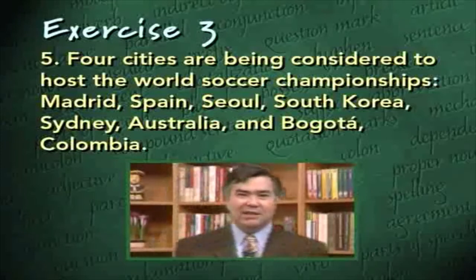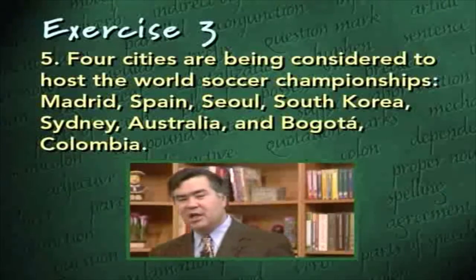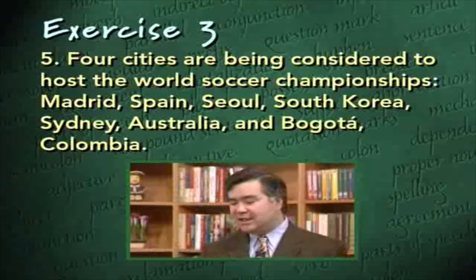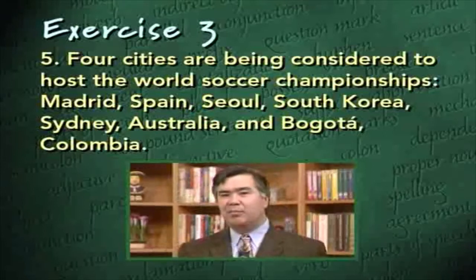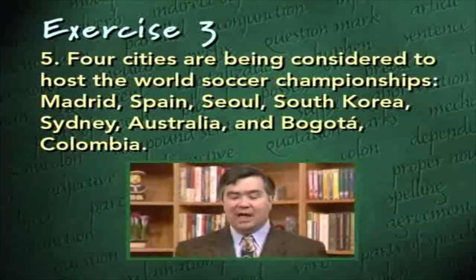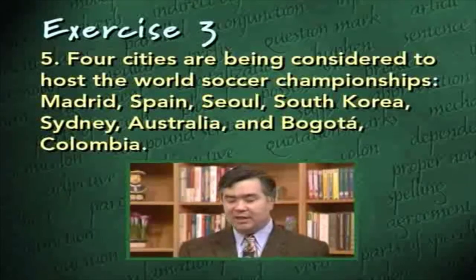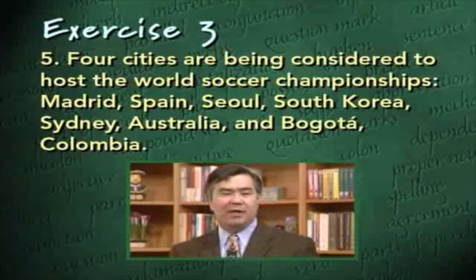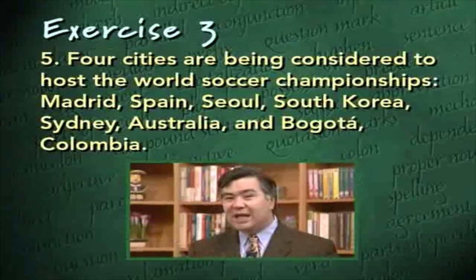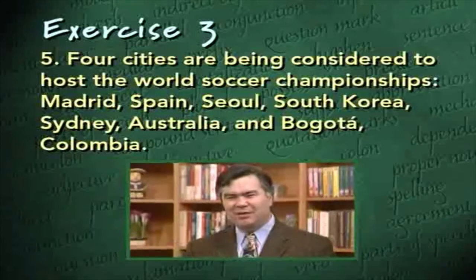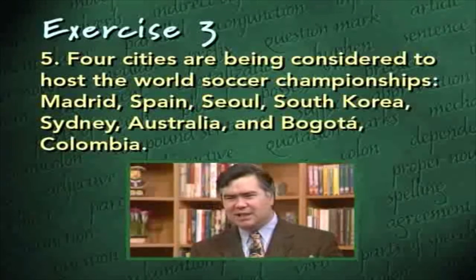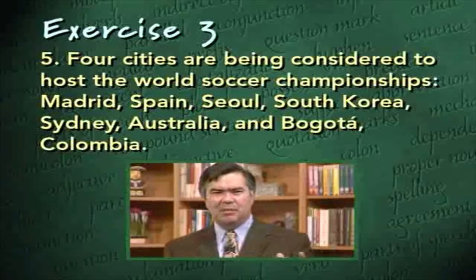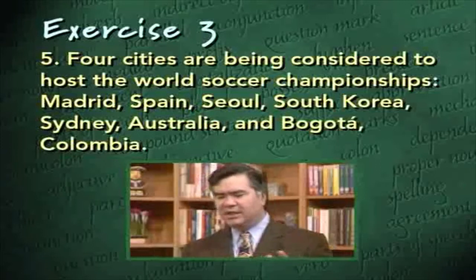Now, what about the list of cities themselves? You might have found this very confusing. It says that we're talking about 4 cities, but we've got a whole bunch of proper names here separated just by commas. Madrid, comma, Spain, comma, Seoul, comma, South Korea, comma, Sydney, comma, and so on. Now, if you didn't know anything about these names, you might think, well, what's going on here? It sounds like there are maybe 8 names being listed here, but there's supposed to be 4 cities. Madrid, Spain, Seoul, South Korea, Sydney.